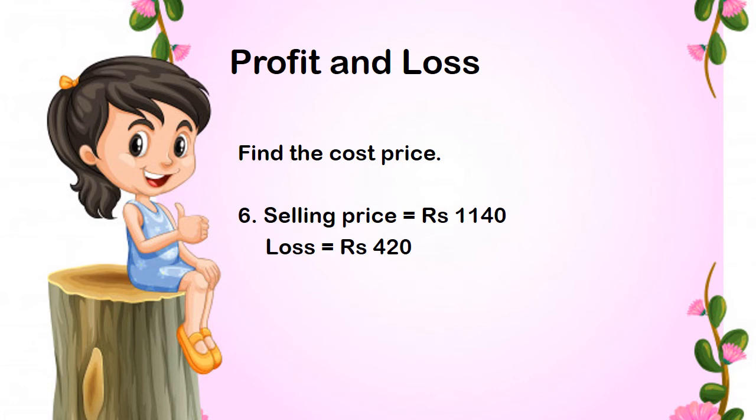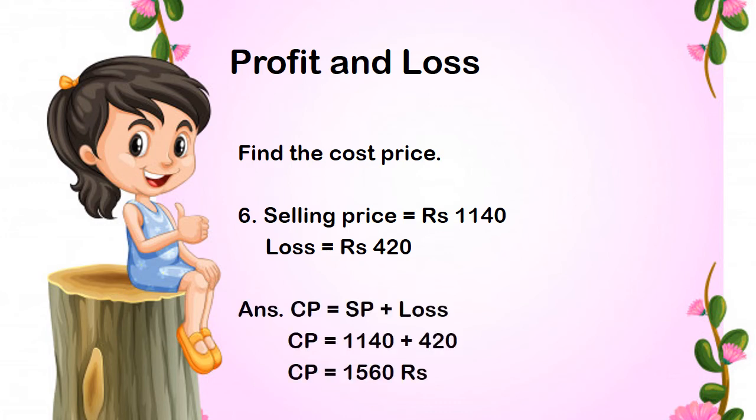Selling price is equal to 1,140. Loss is equal to 420. Find the cost price. Answer: cost price is equal to selling price plus loss, which is equal to 1,140 plus 420 equal to 1,560 rupees is the cost price.